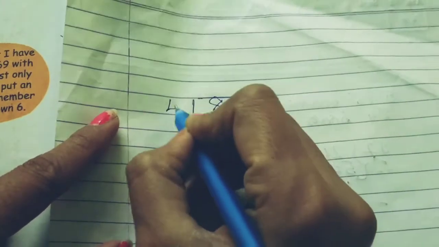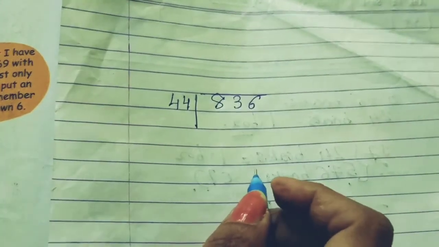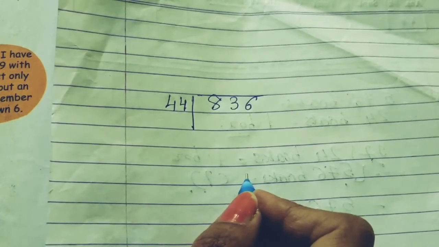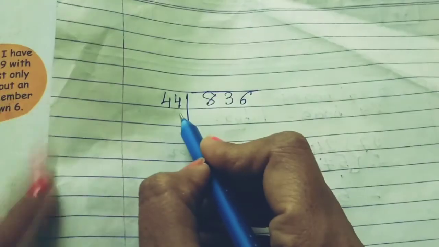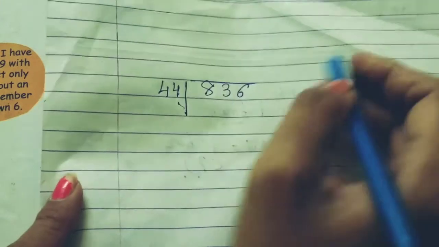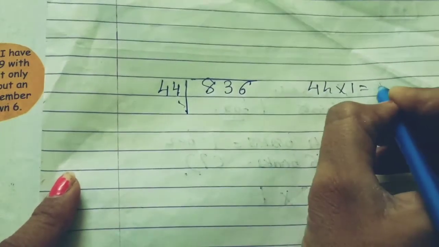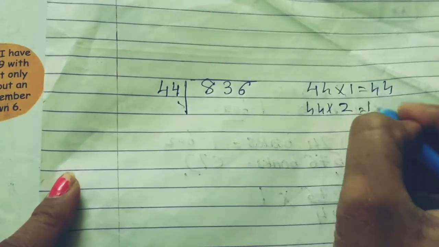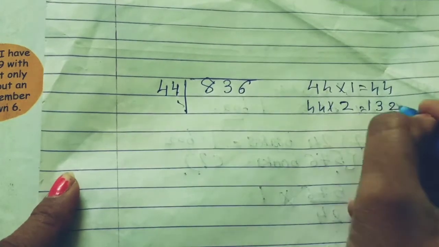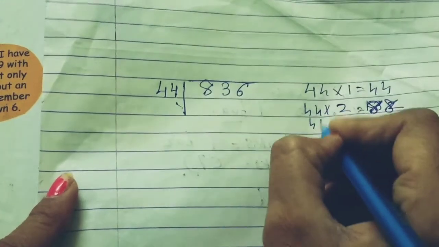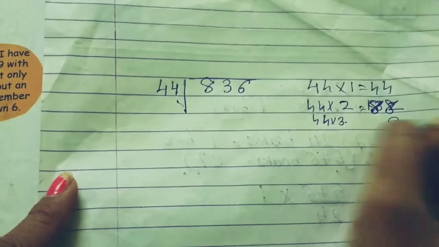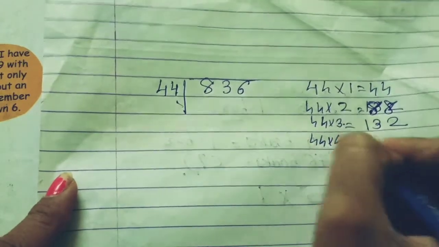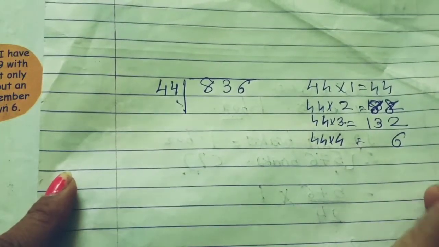836 by 44. In 44 is equal to 1 row, therefore 836 is equal to how many? 44, we don't know the table of 44, no problem. You can make the table with the help of multiplication. 44 2s are 88. 44 3s are, 4 3s are 12, 4 3s are 12 and 1 13. 44 4s are, 4 4s are 16, 16 and 1 17.